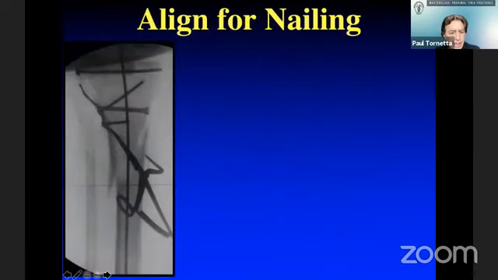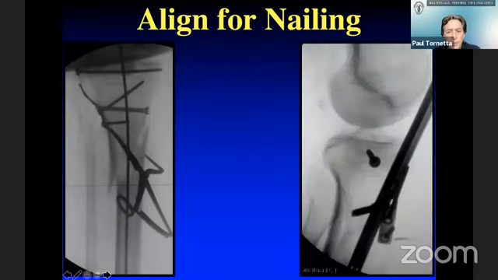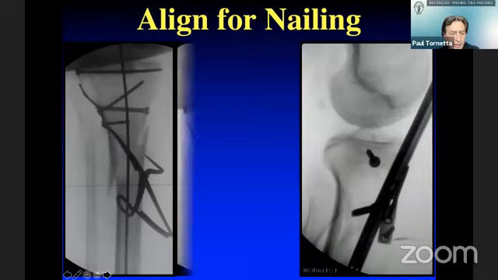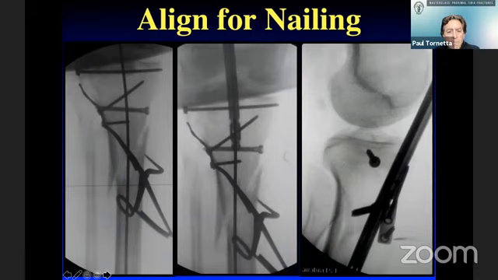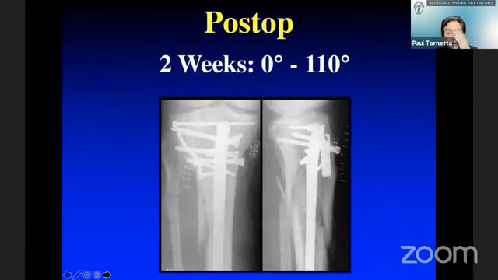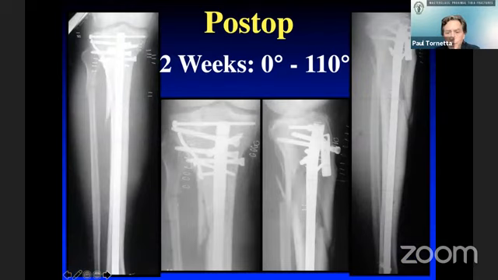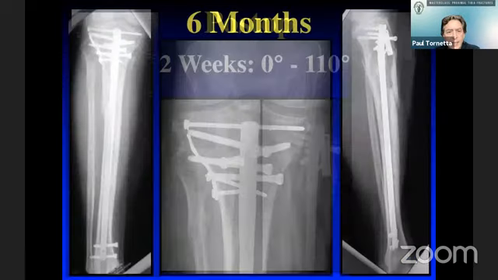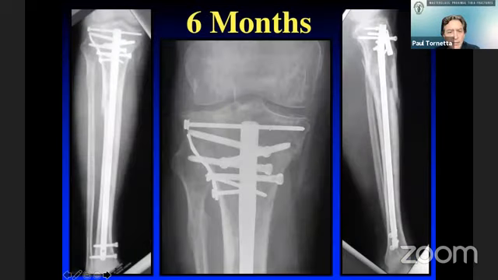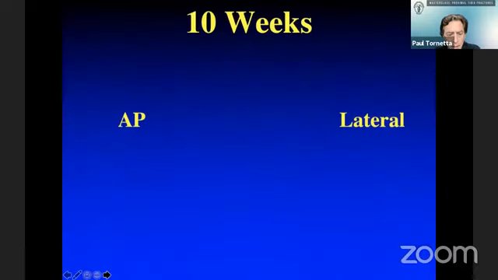And then here you can see that blocking screw is in, and then a percutaneous clamp to help reducing the AP plane. Now I'm passing the nail in front of the blocking screw and around the fixation for the plateau. Getting that across, and here he is at 110 degrees at 2 weeks. The AP in the lateral with good alignment of the joint, and at 6 months goes on to have an excellent result.